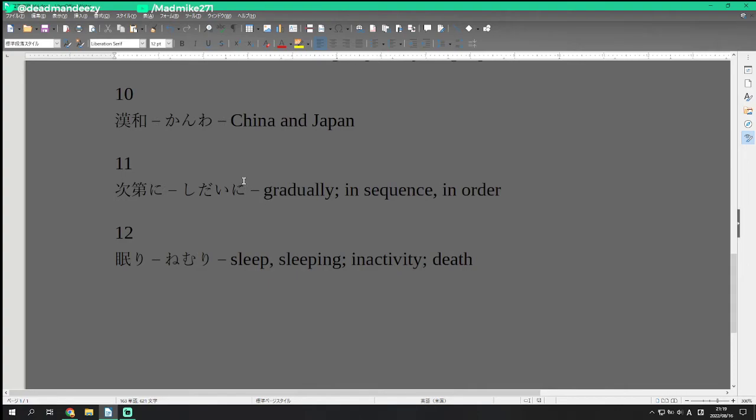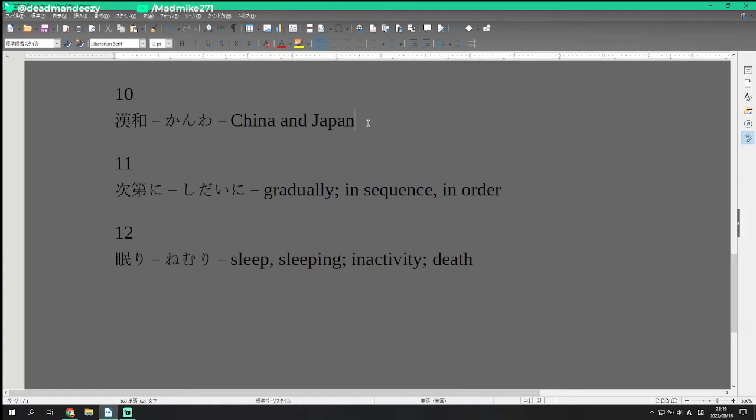Number 10 is kan wa. Kan on the left side, meaning China, and that literally is what the kanji means. It's China. And wa on the right side, meaning peace or kind of tranquility, but can also mean Japan itself. So kan wa together means China and Japan.